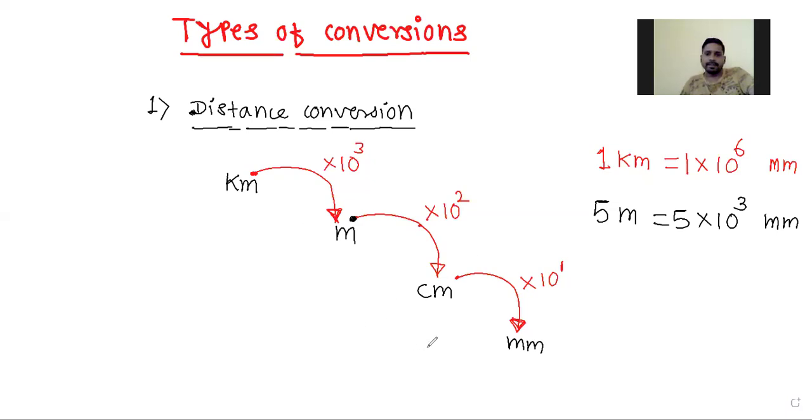Similarly, if we wish to convert from millimeter to centimeter. So how do we convert? See, just observe it. Start drawing arrow in reverse order. Starting point is now millimeter and ending point is centimeter. So we know that 1 centimeter to millimeter is 10 raised to power plus 1. So millimeter to centimeter, it is multiplied by 10 to the power minus 1, because we are going to convert from smaller unit to larger unit. So power will be negative.